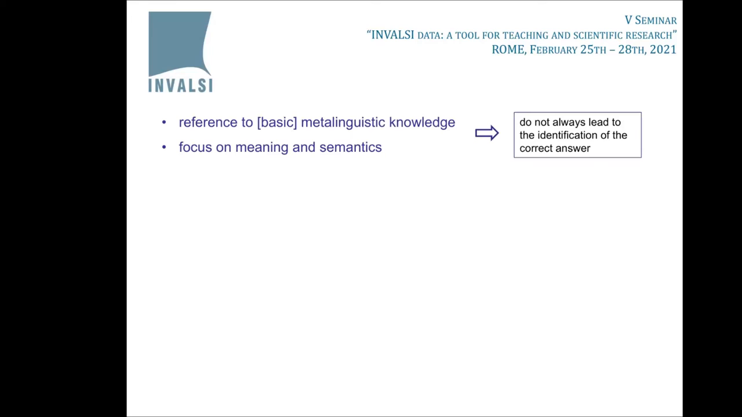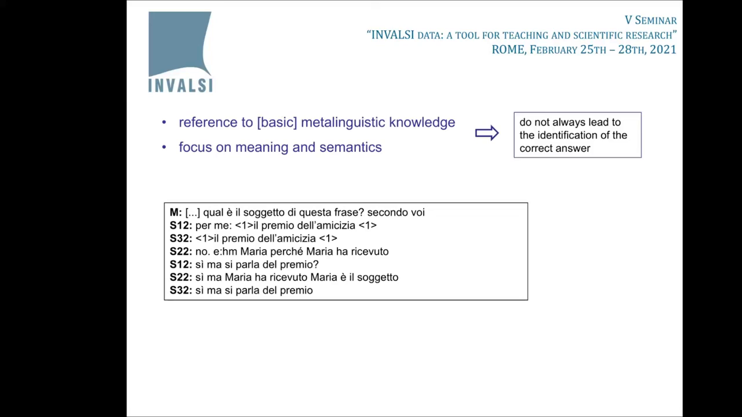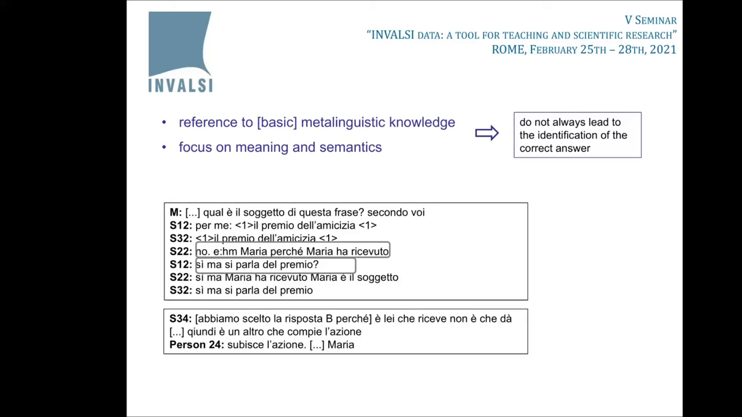For instance, in one case, I asked the students which component was the subject of the sentence. And one student in the group said it was Maria because Maria was given something. And another student said that the subject was the award, il premio, because in the student's opinion, that was the topic of the sentence. In another group, students still based their answer on focusing on meaning and semantics.